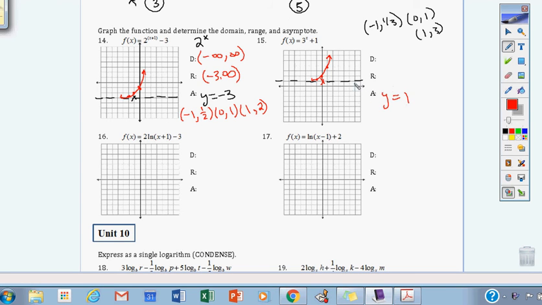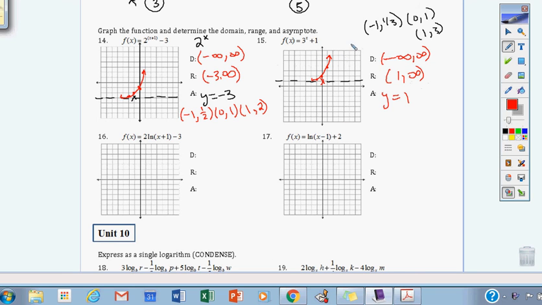Y equals 1 is that horizontal asymptote. The domain is negative infinity to infinity. The range is 1 to infinity. All right, so these are exponential functions.